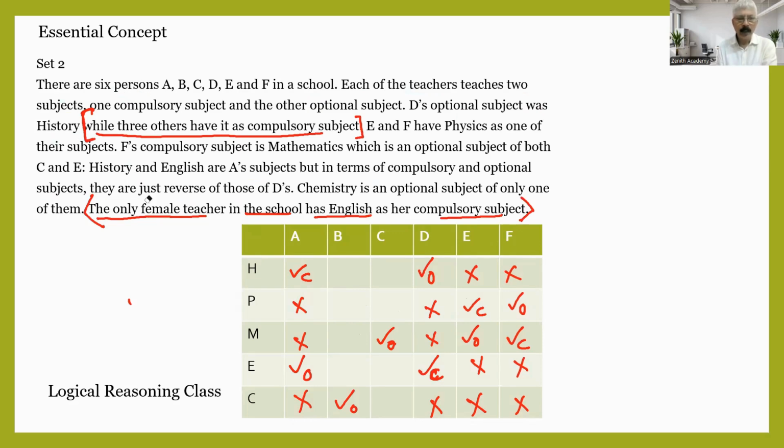So look here, it was given that 3 others have history as a compulsory subject. And look here now, it is an advantage when you are working in a table or a grid. E cannot have history, F cannot have history, D has history but as an optional. So when the 3 others have it as a compulsory subject, it is mandatory that B and C have it as compulsory subjects. So now A's compulsory subject is history, B's and C's also is history. So now it is clear that 3 others have it as a compulsory subject. As I decided the 2 subjects of C, cancel out this and this.